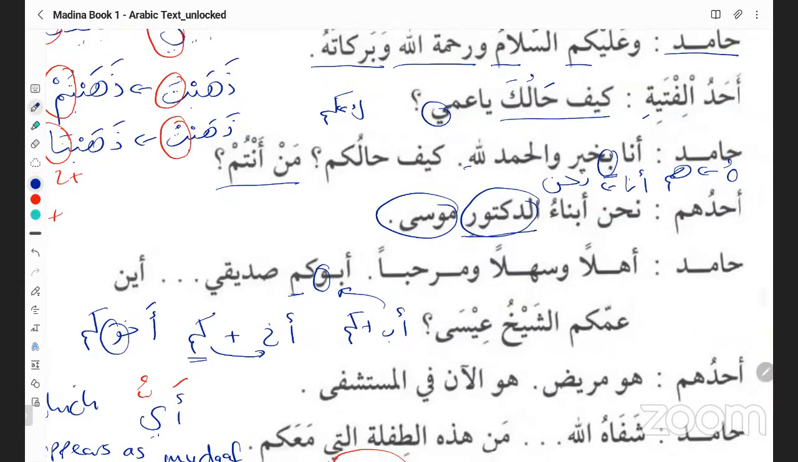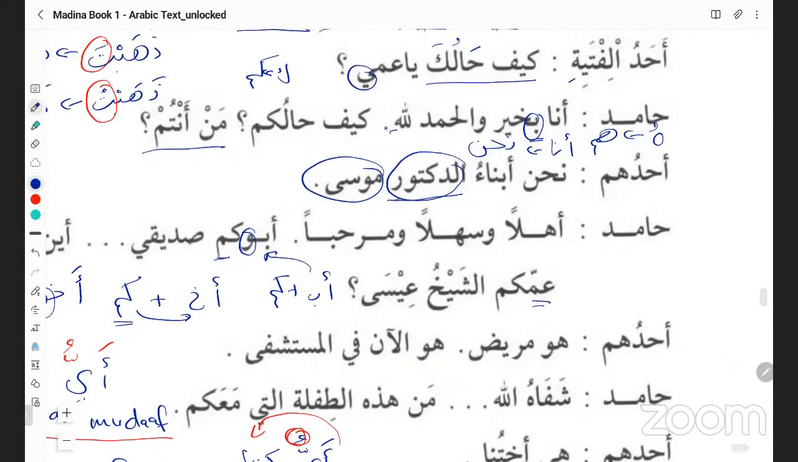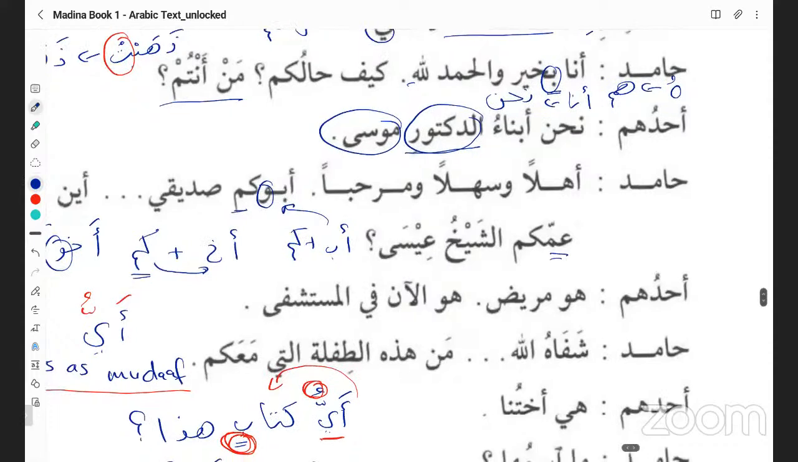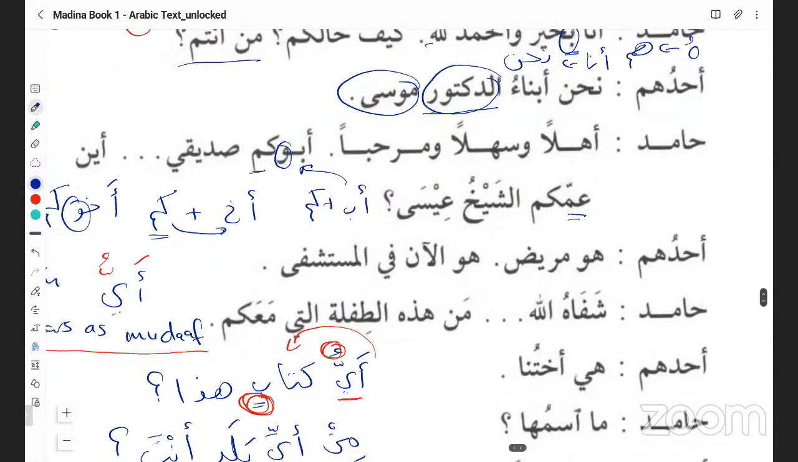Aina ammukum. Remember we speak about paternal uncle. Aina ammukum. Where is your paternal uncle? Sheikh Isa. Sheikh Isa. Ahaduhum, one of them, huwa maridun. He is sick. Huwa al-ana fil mustashfa. He is now in the mustashfa, the hospital.